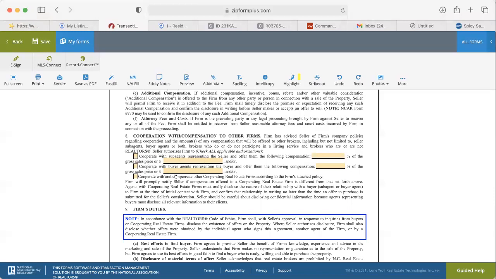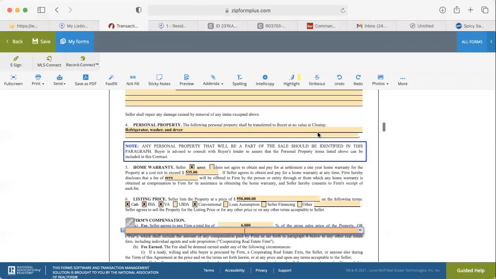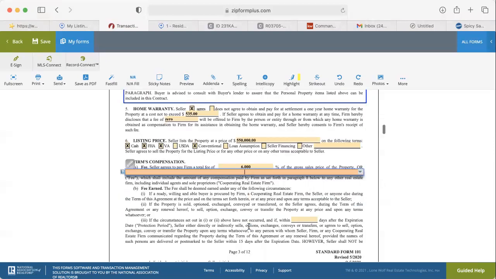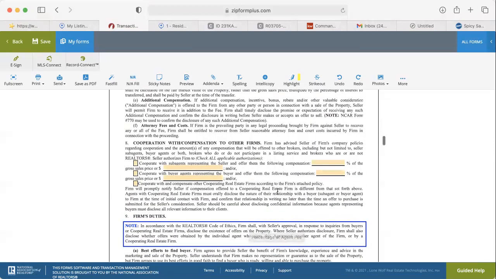And there are 2 ways they can be paid. One is they agree to cooperate with a buyer agent representing the buyer and offer them the following compensation. In many cases, the listing fee up here is 6%. So in most cases, they offer half of that to the other side, right? To the other cooperating agent. So you would check that box and you would enter 3%.